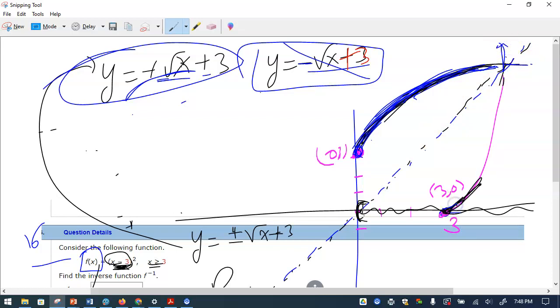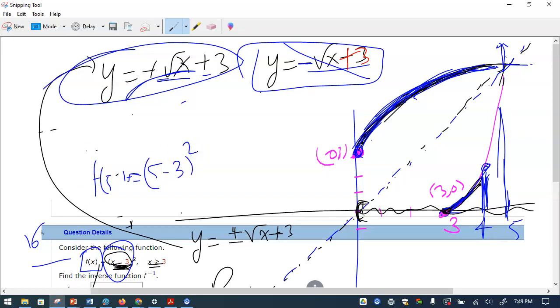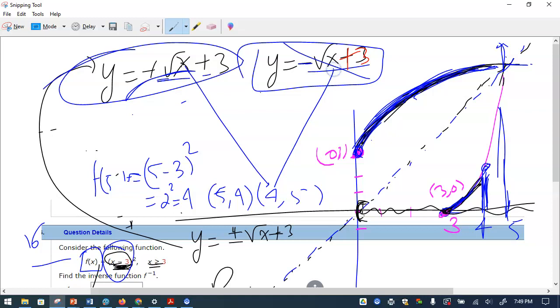Or take any one point, maybe 4, or maybe 5. Let's take 5 here. The original function: f of 5 is 5 minus 3, the whole square, is 2 squared, and you get 4. That means 5 goes to 4. Now the inverse function should have 4, 5. So you plug in 4 here and check whether you get 5.